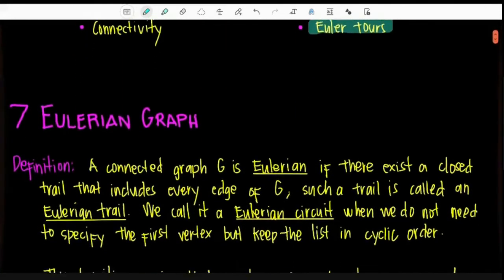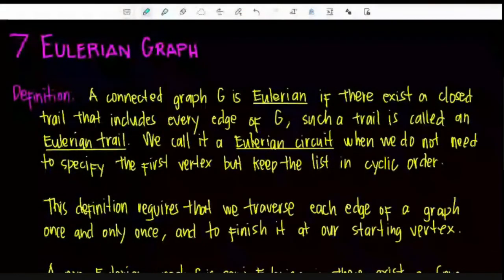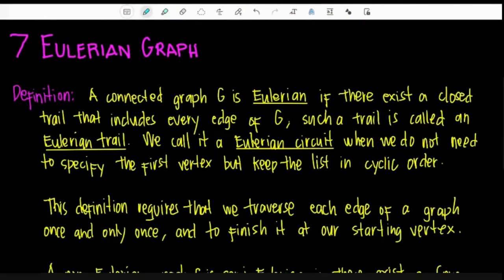To start, let's define what Eulerian means. A connected graph G is Eulerian if there exists a closed trail that includes every edge of G. Such a trail is called an Eulerian trail. We call it an Eulerian circuit when we do not need to specify the first vertex, but keep the list in a cyclic order. This is named after Euler in honor of his solution of the Königsberg problem.